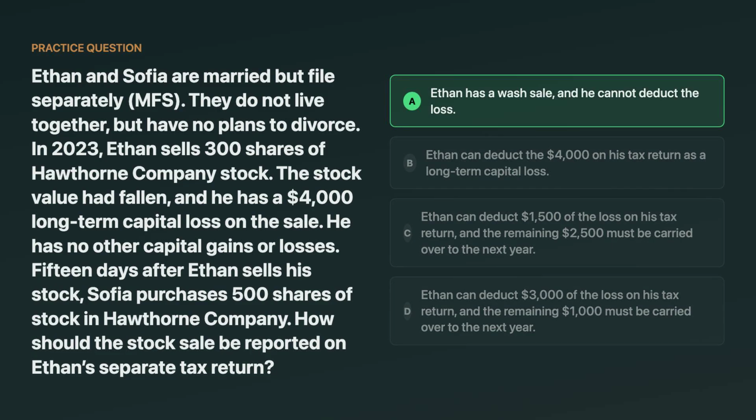It's a wash sale, so Ethan cannot deduct the loss currently. The wash sale rules apply when substantially identical stock is bought within 30 days before or after the loss sale, and purchases by a spouse count even if they file separately. So Ethan's $4,000 loss is disallowed now and is deferred by adding it to the basis of the replacement shares with the holding period tacked. The tempting wrong answer is taking the $3,000 capital loss limit.